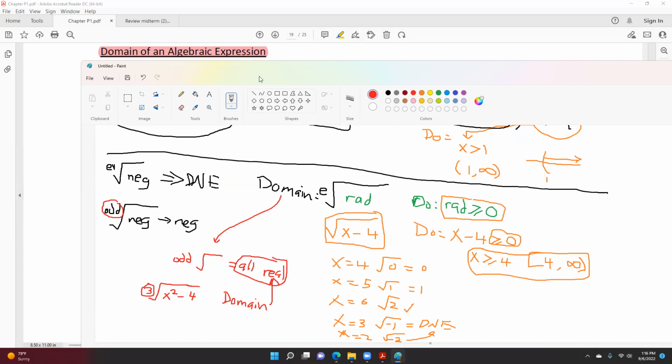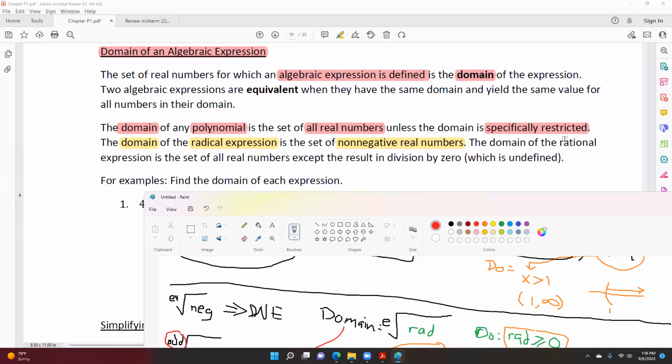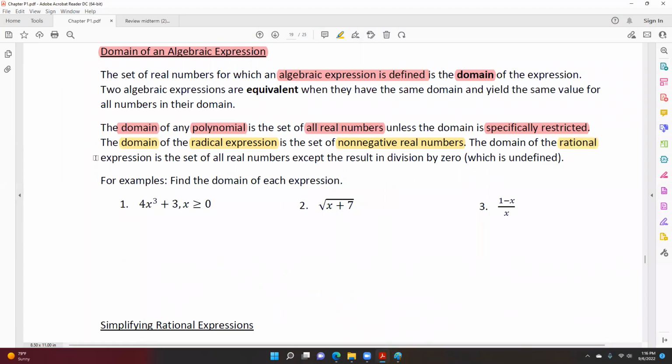What happens when you get yourself a rational expression? What is a rational expression? A rational expression is one that looks like a fraction. When you have a rational expression, your domain is the set of all real numbers, except when your denominator is 0, which will be undefined.